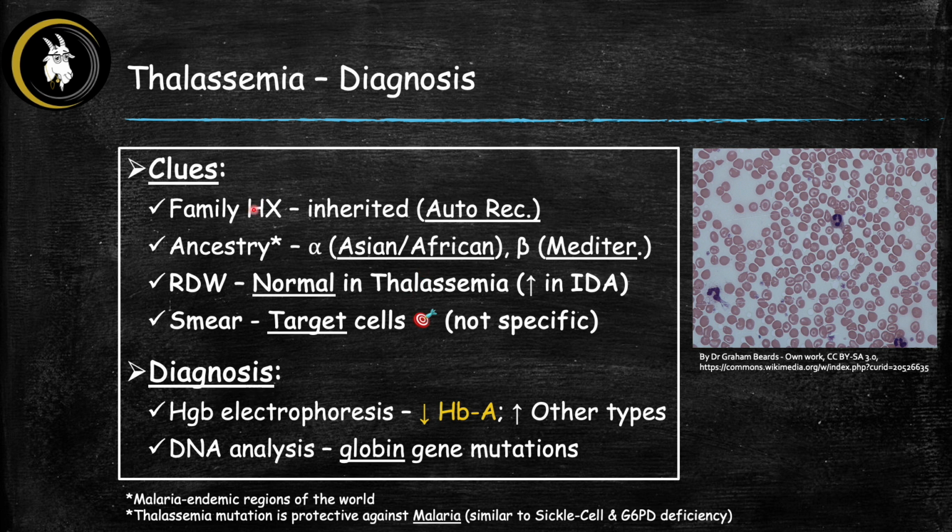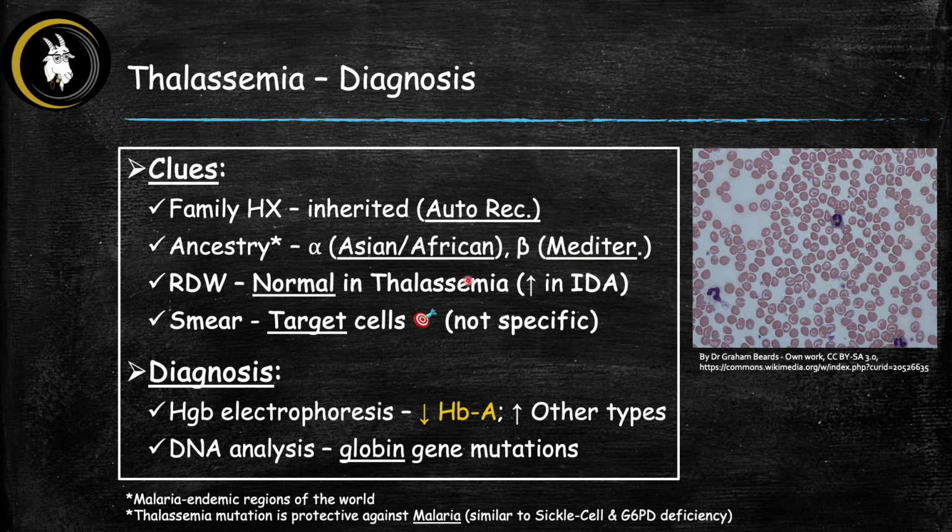Another clue is the RDW, which is the red blood cell distribution width. Basically, it's a measure of the variation in the size of the red blood cells in a person. So in iron deficiency anemia, which is another major cause of microcytic anemia, this RDW is going to be elevated, and that's because the cells are going to start off first as normocytic at baseline, and then gradually they're going to get smaller as there's less and less iron, so there's going to be a wider range or variation in their size.